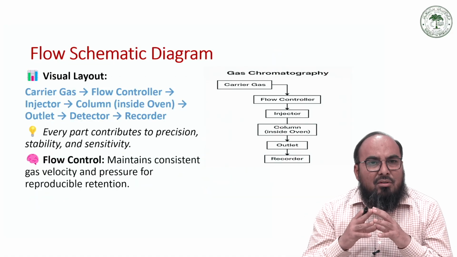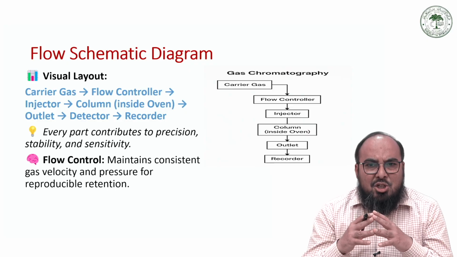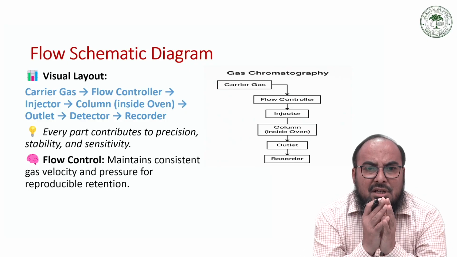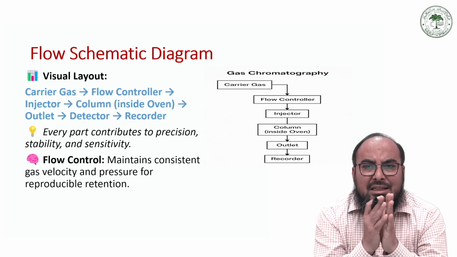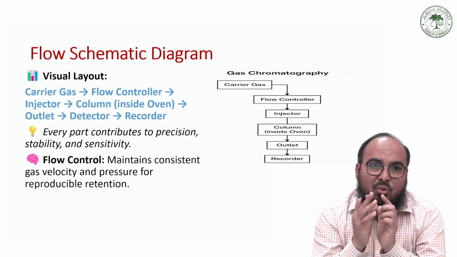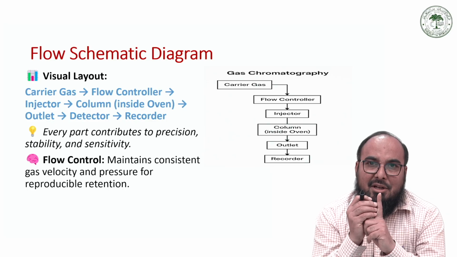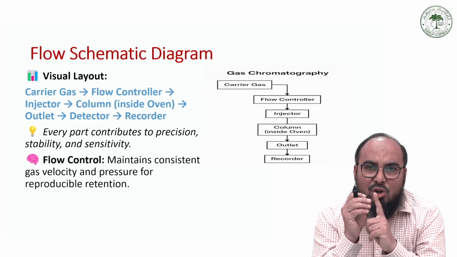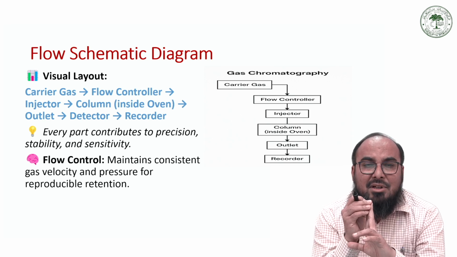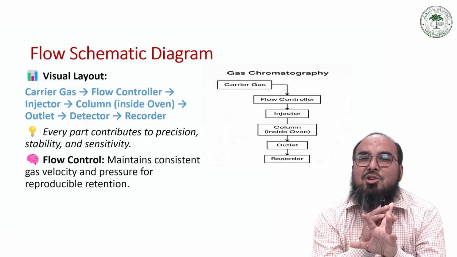Okay, so let us see how the different components get arranged in a gas chromatograph. Initially we have cylinders of the carrier gas. This carrier gas must be inert. The most important aspect of a carrier gas is that it should be inert in nature. Most of the time we use helium or argon, but because these gases are very expensive, sometimes we use nitrogen also.